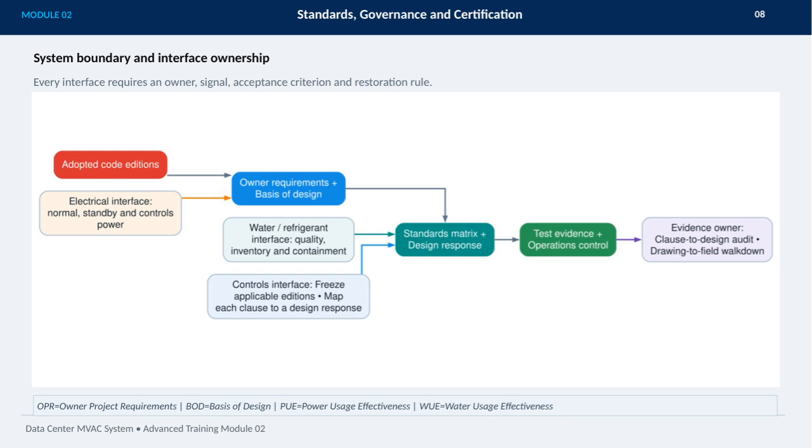Each of these interfaces, heat or fluid, mechanical, controls, and electrical, must be managed with clear ownership and well-defined parameters to maintain system integrity and reliability. This thorough approach supports compliance with standards and effective governance throughout the system lifecycle.